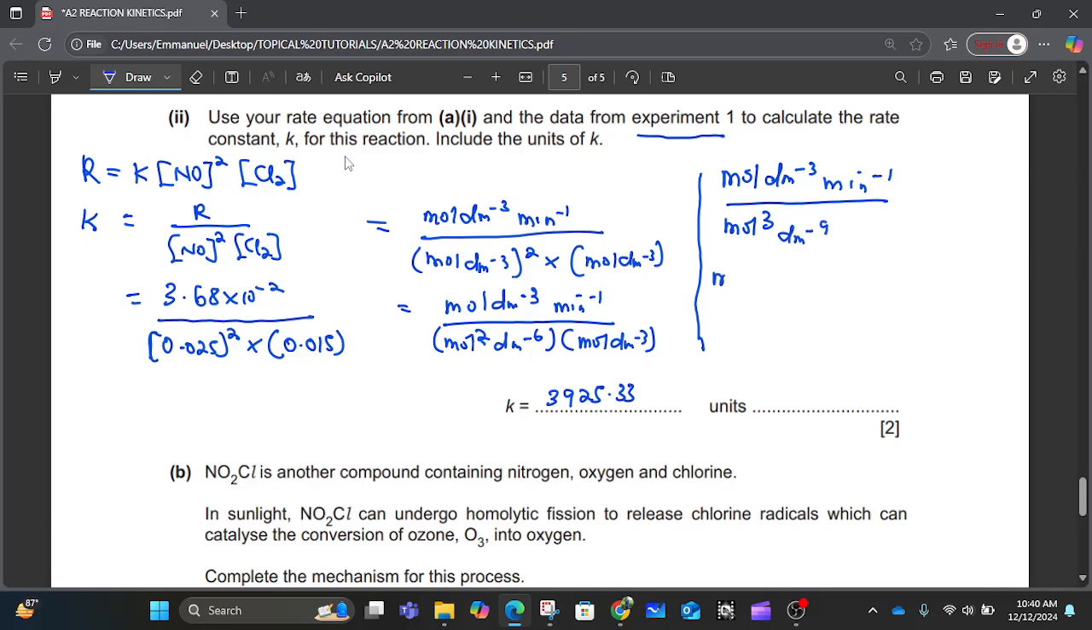And so it means we get mole exponent 1 minus 3, decimeter minus 3 minus negative 9, per minute. And when you do that, you get mole exponent negative 2 decimeter 6 per minute.